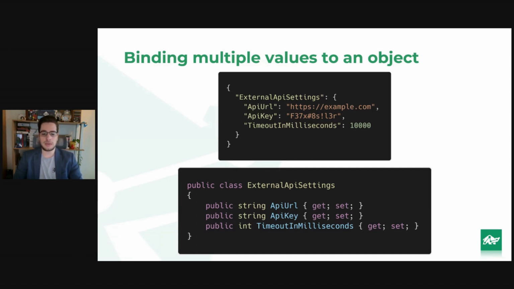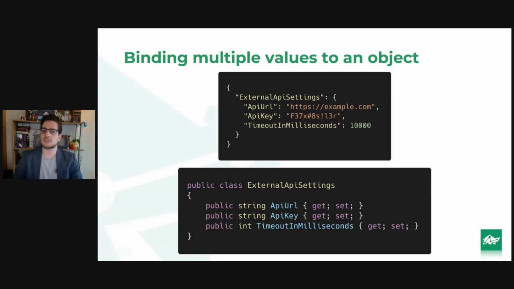Now you could map this to a class. It would be great. You could create a class called ExternalApiSettings, and then you could create an ApiUrl, ApiKey, TimeoutInMilliseconds. Then you could map these together. So you could treat this as code. You could add methods to it, like for validation or for further cool string manipulation or configuration manipulation. You could treat configuration as code, which is very powerful.